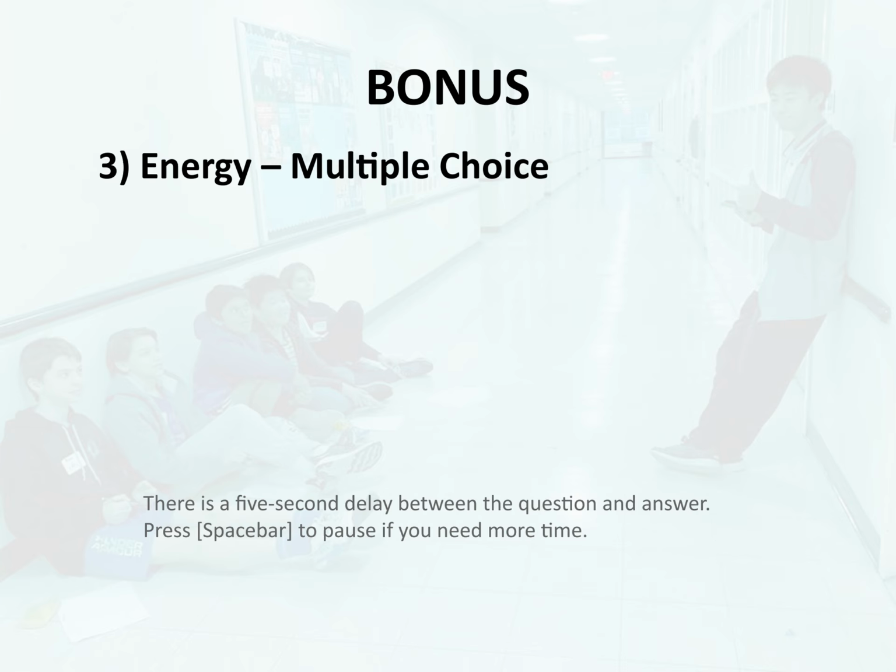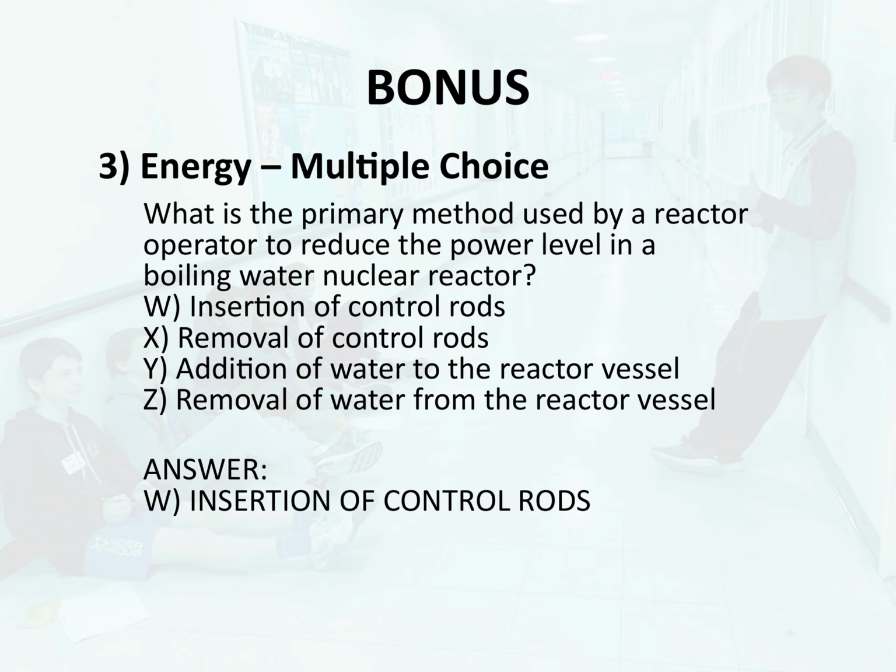Bonus 3. Energy, multiple choice. What is the primary method used by a reactor operator to reduce the power level in a boiling water nuclear reactor? W. Insertion of control rods. X. Removal of control rods. Y. Addition of water to the reactor vessel. Z. Removal of water from the reactor vessel. Answer: W. Insertion of control rods.